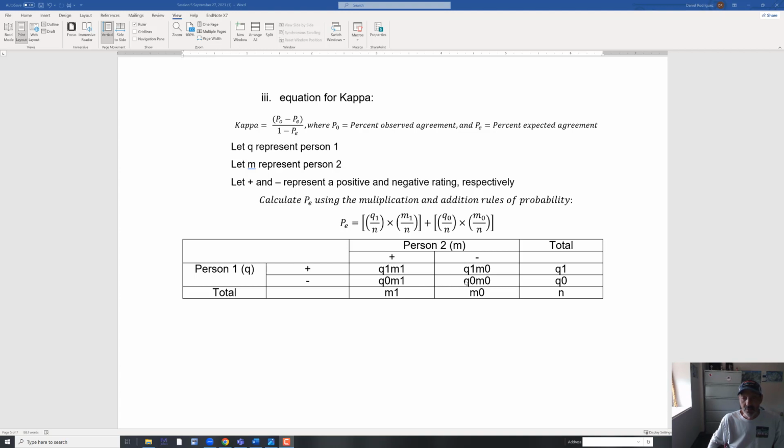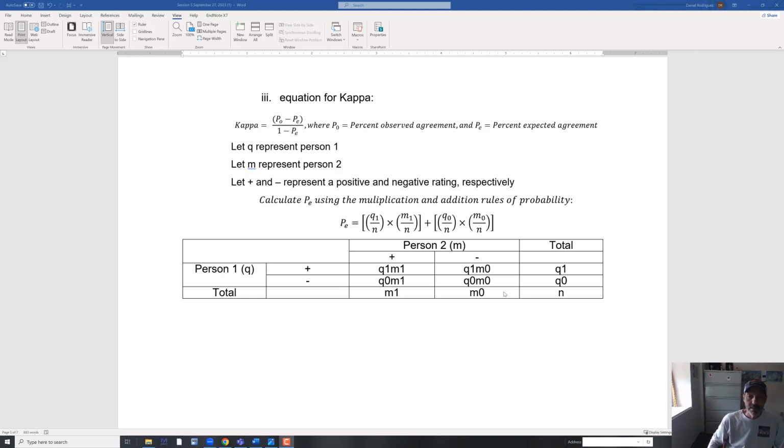In this cell to the right here, we see that person 1 believed that the individual did not have hypertension, and person 2 also believed that the individual did not have hypertension. So we have the Q0 and the M0. Again, this is another AND scenario, so we have Q0, M0. So what you see in these cells is, like I said, the intersection of the two observations.